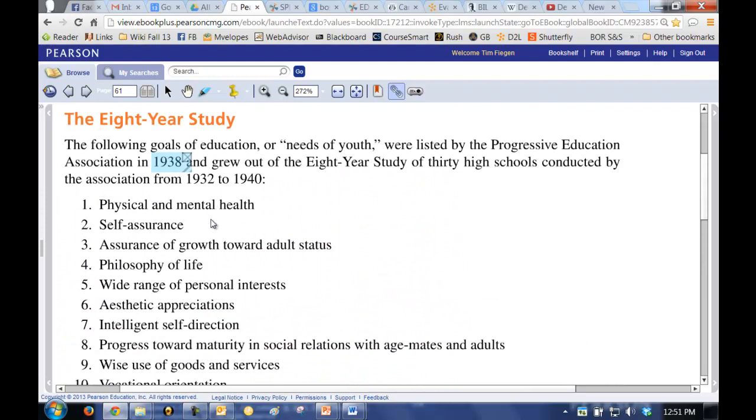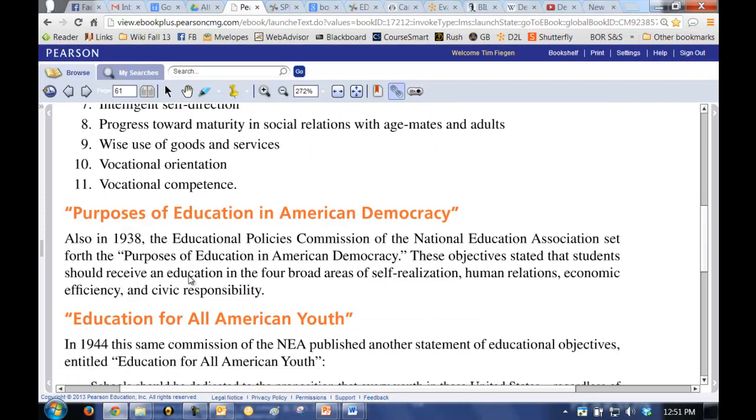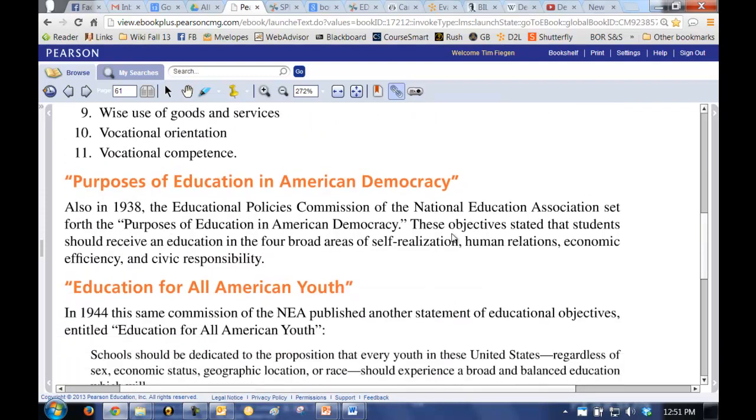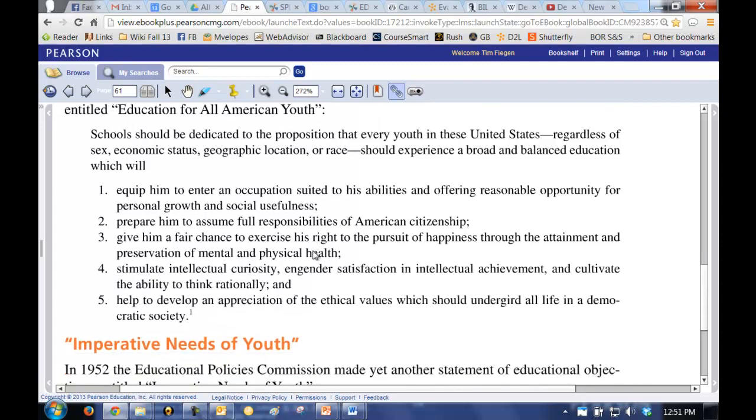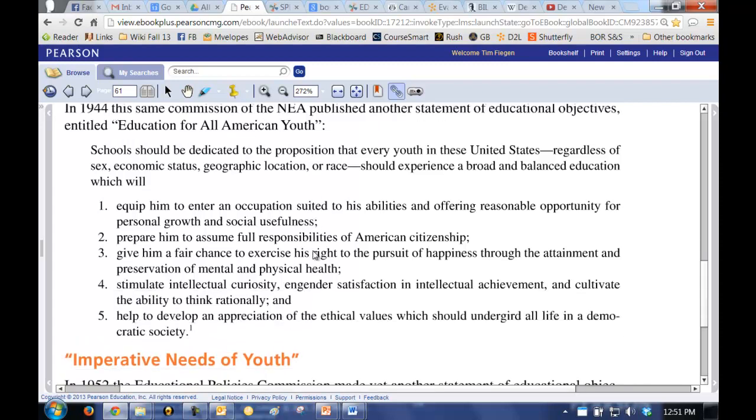Here we are. This was here, and right away, now we have another statement saying these are the objectives students should have. Then Education for All American Youth, 1944, this same commission of the NEA published another statement of educational objectives entitled Education for All American Youth. And they had these 5.